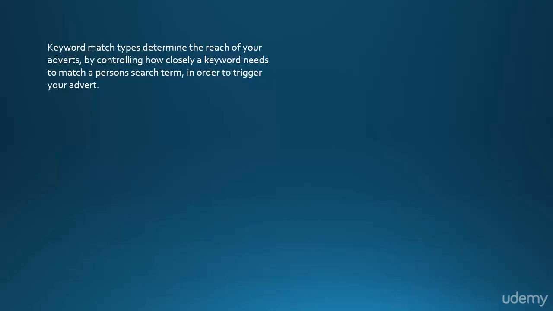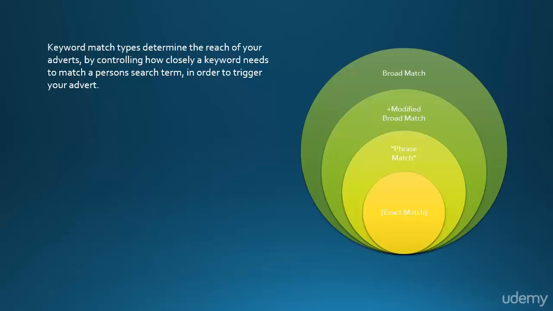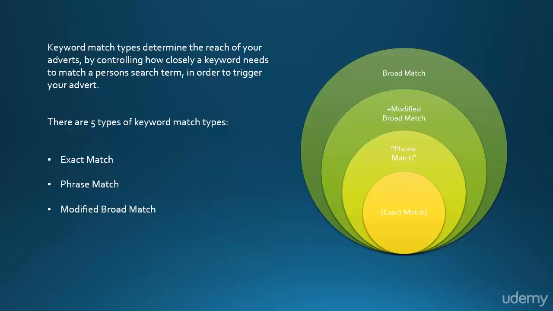Keyword match types determine the reach of your adverts by controlling how closely a keyword needs to match a person's search term in order to trigger a particular advert. There are 5 keyword match types: exact match, phrase match, modified broad match, broad match, and negative keywords. In the graphic on the right hand side, you can see how each match type affects the potential audience size for your adverts. Exact is the smallest and broad the largest area.